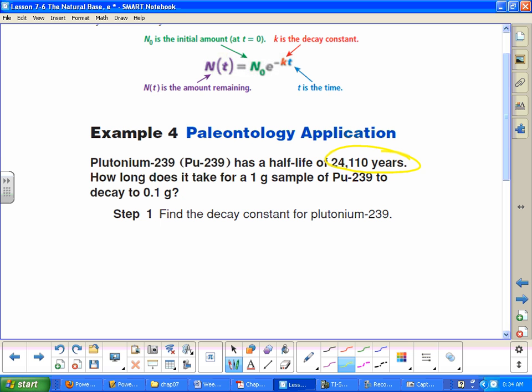So if we start with 1 gram, and we don't know k, but we do have a time we're working with, 24,110. If I start with 1 gram, and the 24,110 is my half-life, that means that's how long it's going to take me to get half that amount. So we're not using the 0.1 yet.